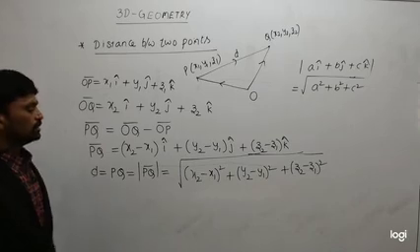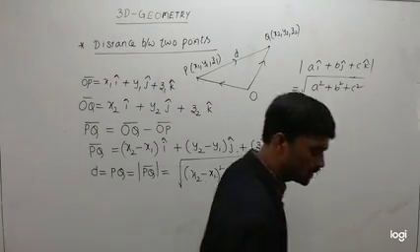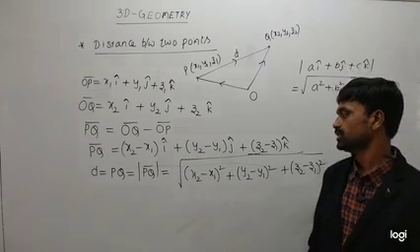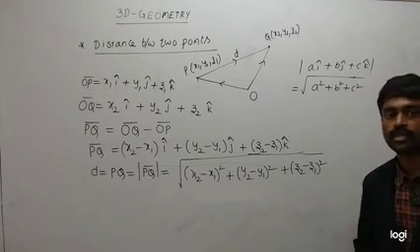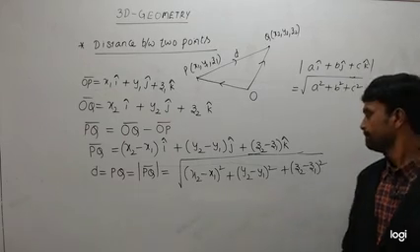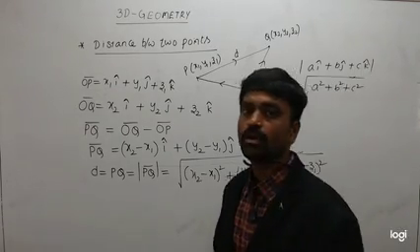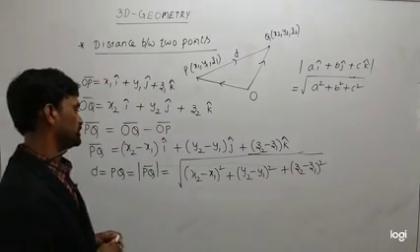So the distance between the given points P, x1, y1, z1 and Q, x2, y2, z2 is equal to the square root of x2 minus x1 whole square plus y2 minus y1 whole square plus z2 minus z1 whole square. Okay.